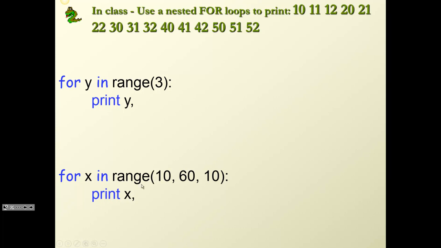So what does this loop print? 10, 20, 30, 40, 50. Right, it doesn't do 60 because that's the way the range function works. Okay. If you were to try to do some nested looping, can you think of a way to combine these two loops to print out these numbers in this order?